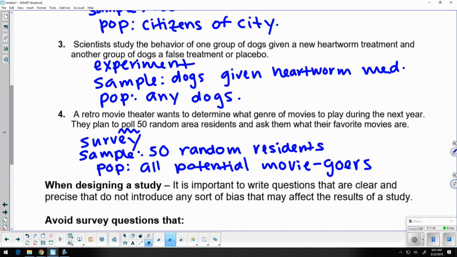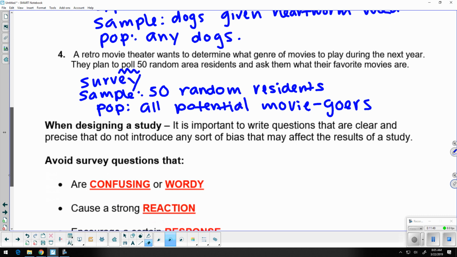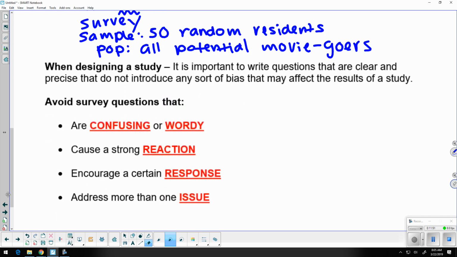Okay. So you guys seen how that kind of works? It says when you're designing a study, it's important to write questions that are clear and precise and that do not introduce any sort of bias that may affect the results of a study. So to prevent that from happening, it says you want to avoid survey questions that are, number 1, too confusing or wordy. Okay, so you don't want to be going on and on and on. Just basically get to the point. Don't make anything too confusing, too wordy.